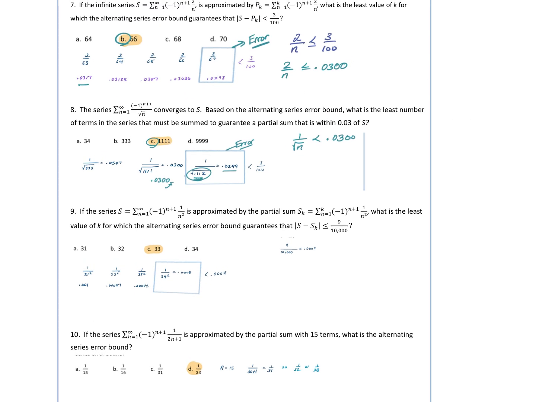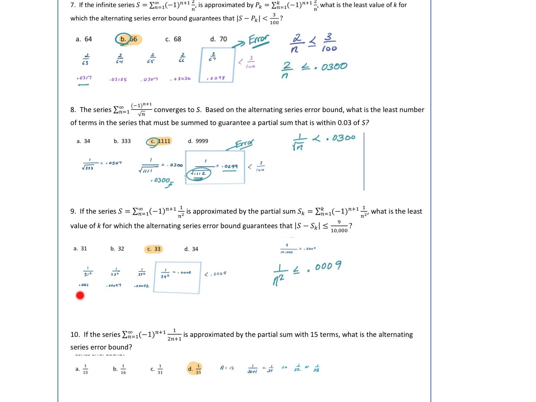For number 9, same idea. We have 9 over 10,000. So I have 1 over n squared. And I want it less than or equal to 0.0009. Again, they're giving us the terms. This one's a little bit more difficult because these are really close together. So I started with the 31.